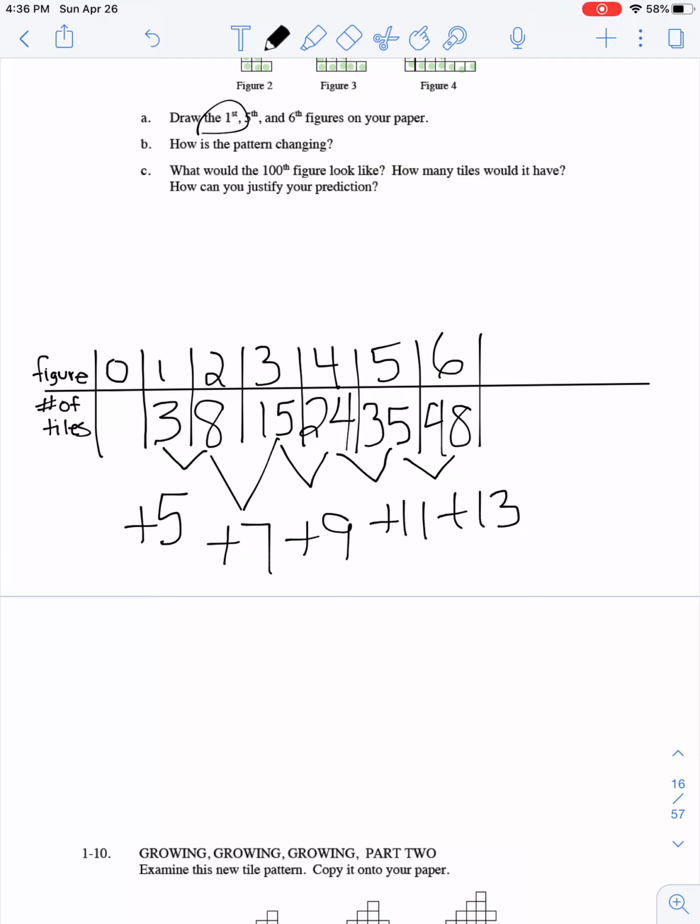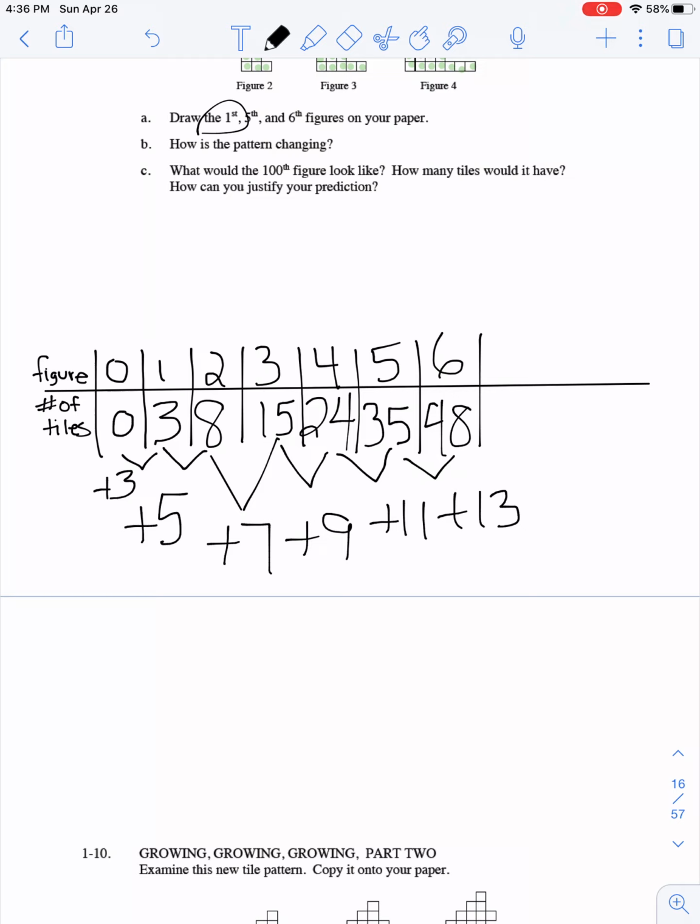So A, it says draw the first, fifth, and sixth. I'm not going to make you draw them. We are just filling out the table. B says how does the pattern change? It changes by adding the next consecutive odd number. So this one would be not plus 5, but plus 3, which would make figure 0 have 0 tiles.